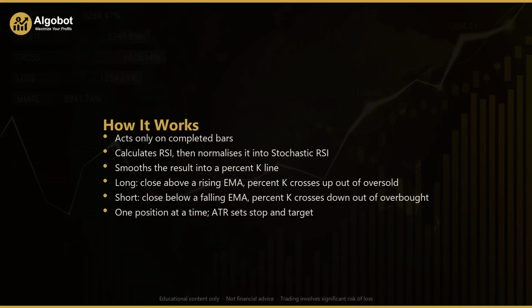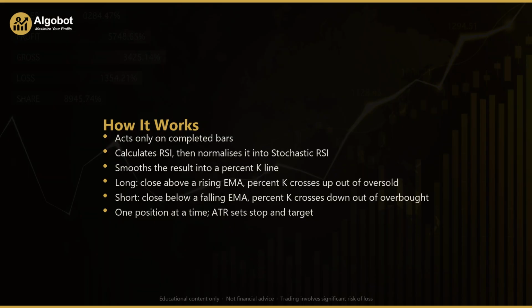A value near the bottom means RSI is near its recent low. A value near the top means it's near its recent high. This raw figure is then smoothed by averaging the last three values into a single line the code calls %K. Next comes the trend filter. The EA calculates a 50-period EMA of closing prices and compares the current EMA to the previous bar's EMA to measure its slope. For a long setup, two things must be true at once. The closing price must be above the EMA, and the EMA must be rising. For a short setup, the close must be below the EMA, and the EMA must be falling.